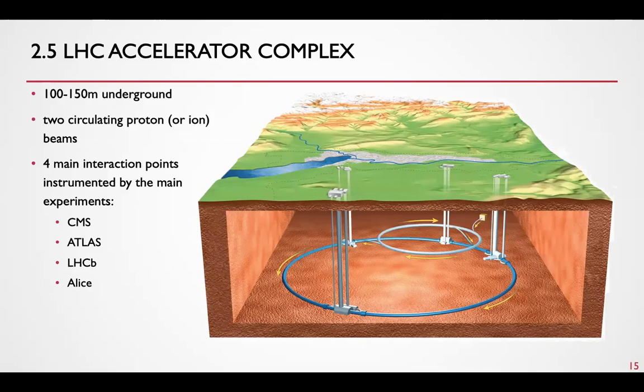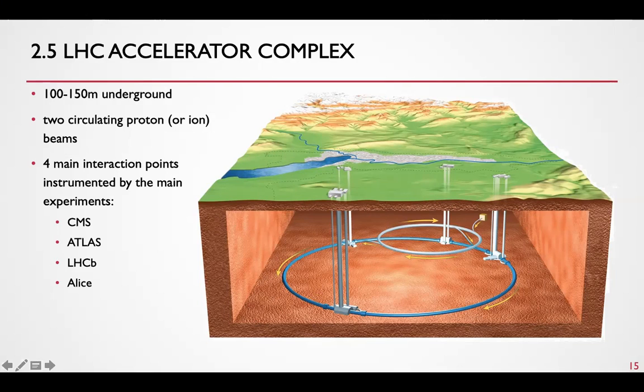The LHC accelerator complex. This is also not to scale, okay? It is 100 to 150 meters below the surface. So that's the LHC accelerator. Here is Geneva, and these are the Jura Mountains. This is Lake Geneva, so it's at the Swiss-French border. In fact, the beam crosses the border twice, so it's in two countries. Well, that's where it's located, 27 kilometers in circumference.